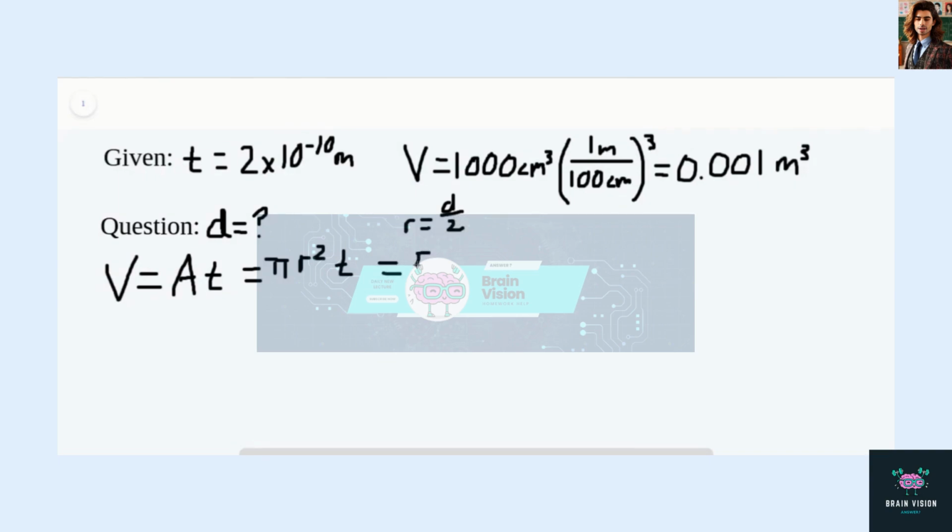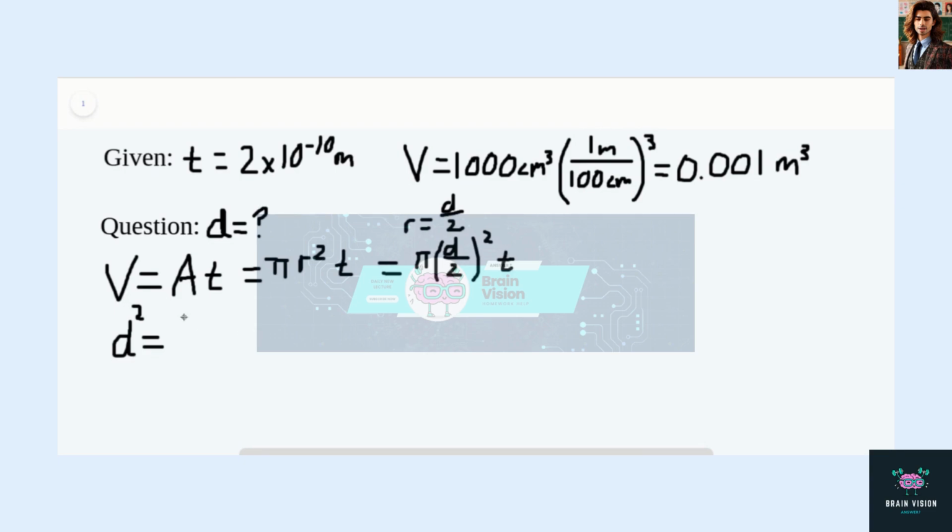It's equal to, so like pi, r is equal to d divided by 2, the diameter divided by 2, squared, times the thickness. So now we have our equation for volume is equal to pi times the diameter divided by 2 squared times the thickness. Well, we know the volume and we know the thickness, and pi is just a constant. So we need to solve for the diameter, and we will be able to calculate the solution to our question.